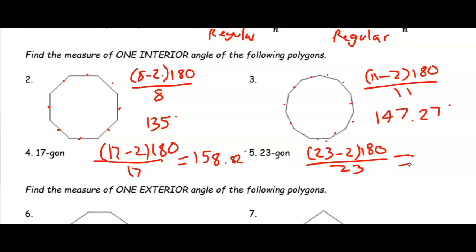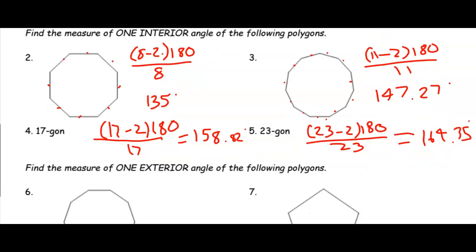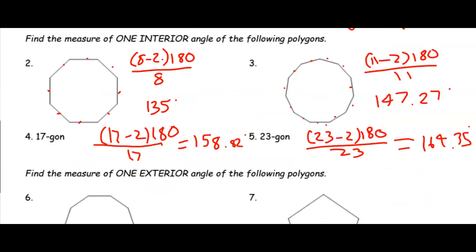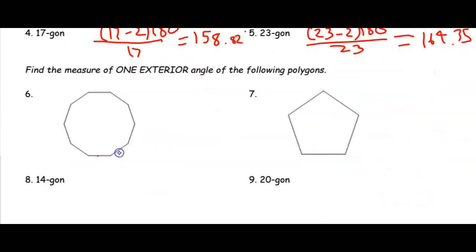23 minus 2 equals 164.35 degrees. Now at the bottom, one exterior is like each exterior of a regular polygon. So 360 over n. 1, 2, 3, 4, 5, 6, 7, 8, 9, 10. 360 over n. 360 over 10 is 36 degrees.